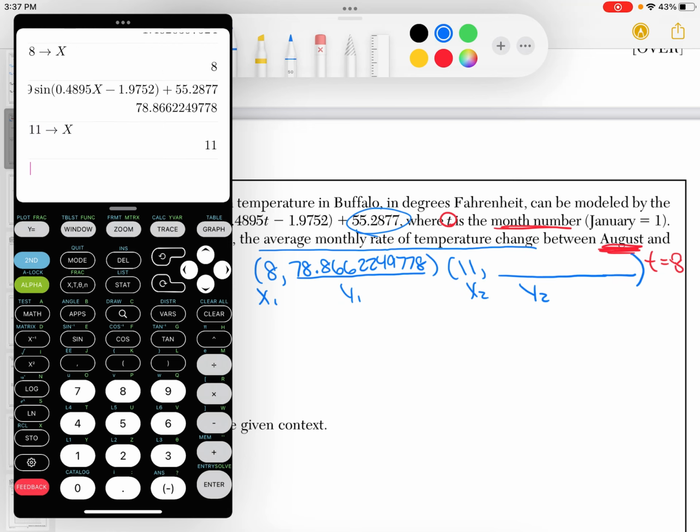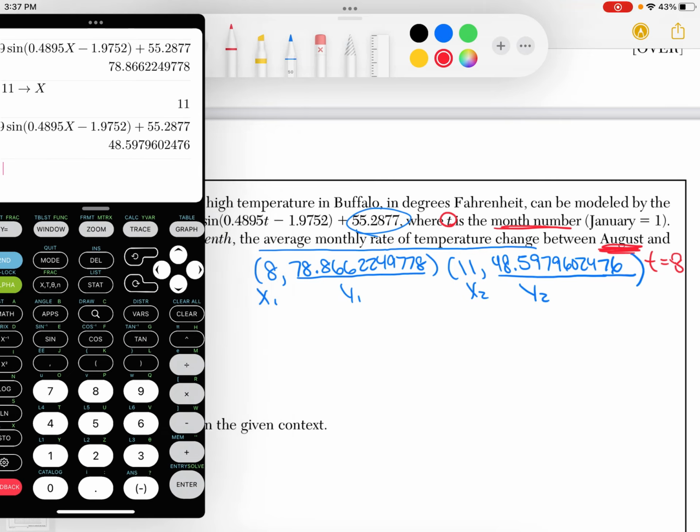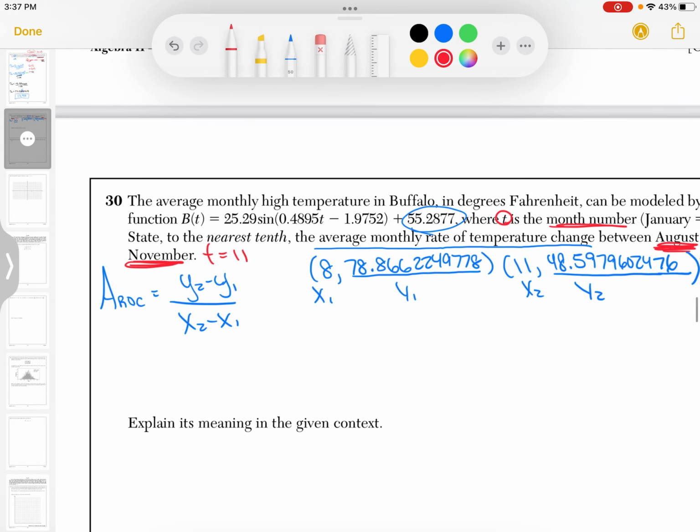Okay, next I'm going to do 11 stow x, and now I'll do that copy and paste thing, and here we go: 48.5979602476. And just a reminder, again, you cannot round those. Whole decimals. So now I know what my x1, y1 is. I know what my x2, y2 is. Now I need to plug it into my AROC formula.